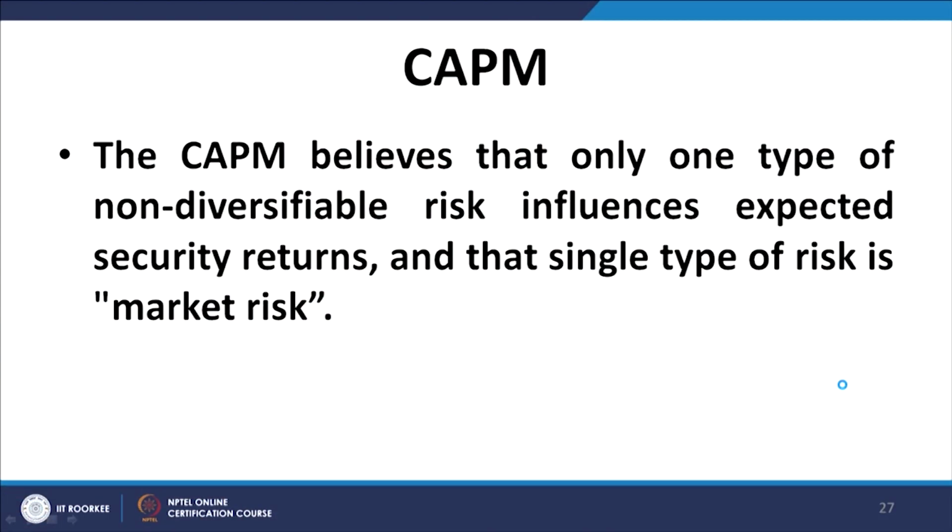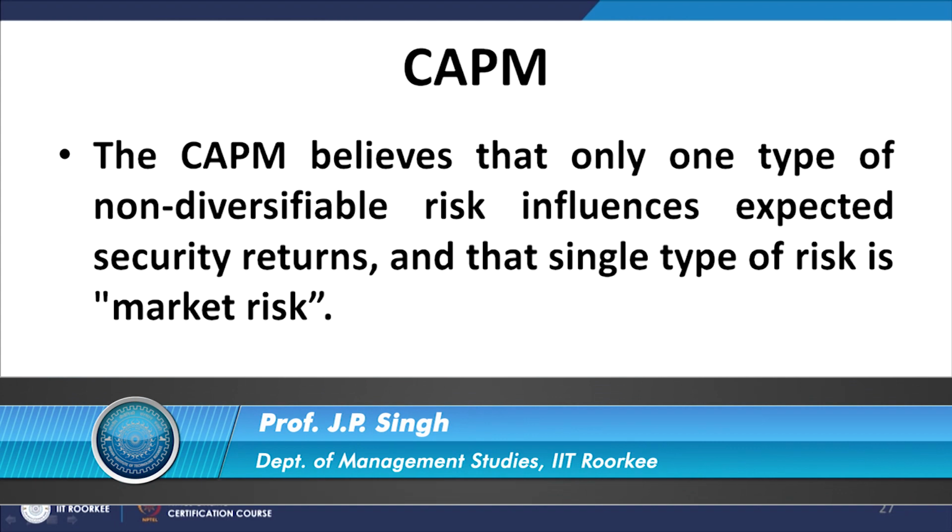Now, the current scenario of risk return trade off theories: as I mentioned, we have two fundamental models that attempt to explain the risk return relationships. The first is the capital asset pricing model that we have discussed in a lot of detail, and the second is the arbitrage pricing theory, which we are in the process of discussing. Now, the CAPM model, as I mentioned, believes that only one type of non-diversifiable risk, that is systematic risk, influences expected security returns, and that single type of risk is the market risk. We have discussed this in a lot of detail while talking about the CAPM model.